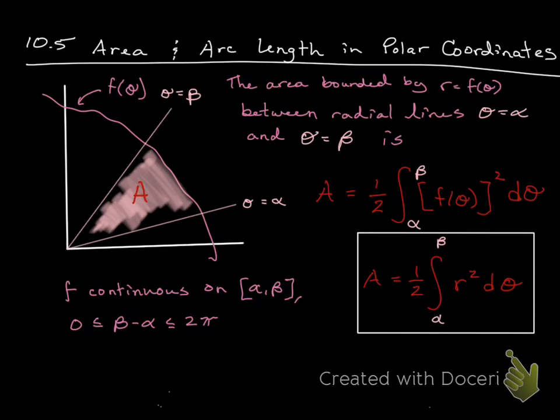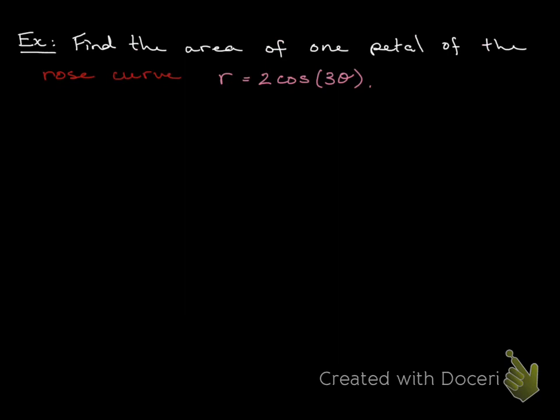Okay, so the example I want to do is I want to find the area of one petal of the rose curve r equals 2 cosine of 3 theta. Okay, one petal of the rose curve. So I want to input a graph here. I want to drop in a graph from Desmos of this polar curve. And I want to show you kind of where that curve comes from.